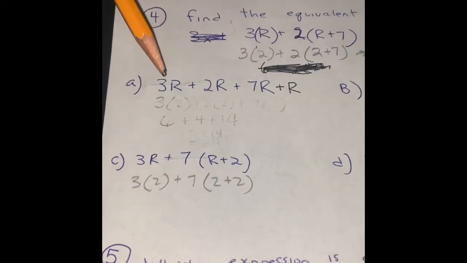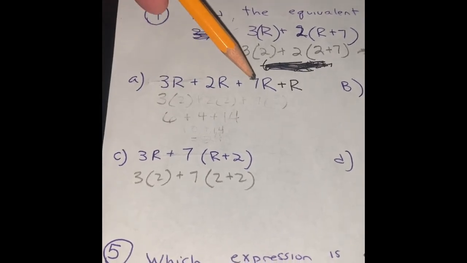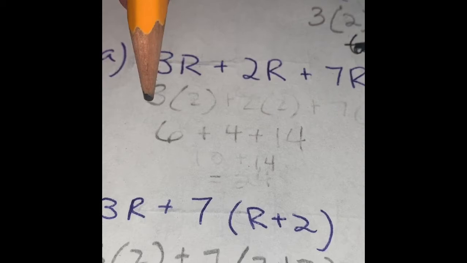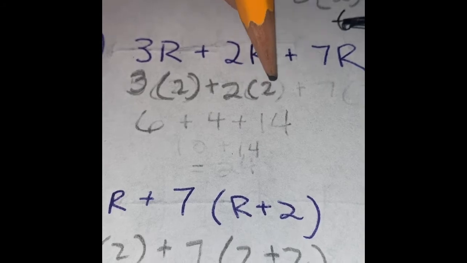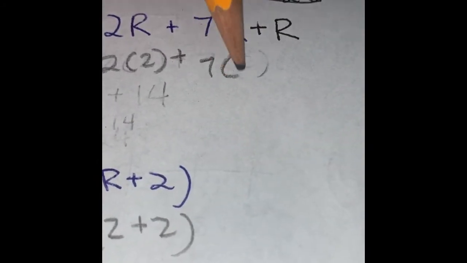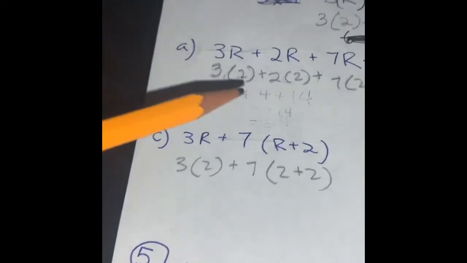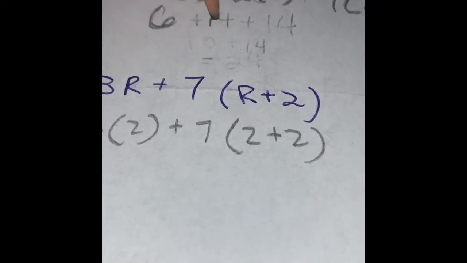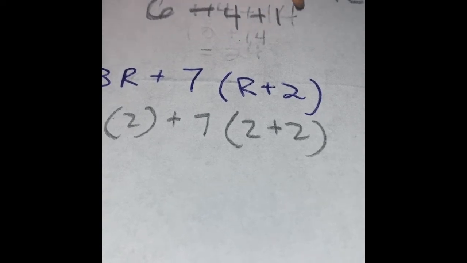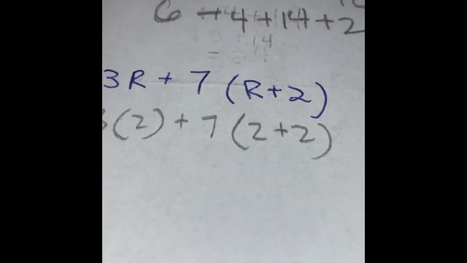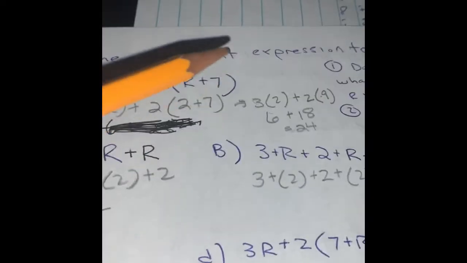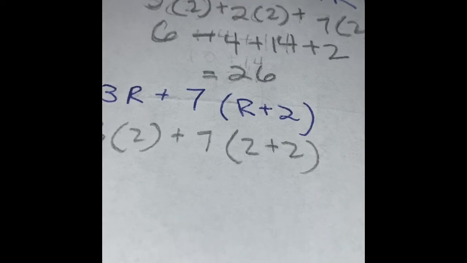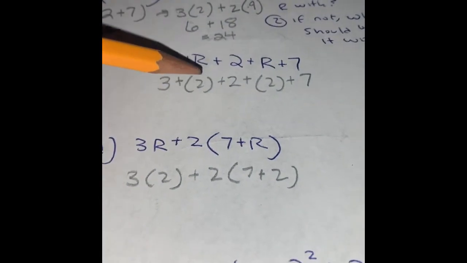On answer choice A, what we have is 3R plus 2R plus 7R plus R. If I replace R with 2 in each of these, what I'm going to get is 6 plus 4 plus 14 plus 2. Now if I add all of these up, I'm going to get 26. 26 is not the number that we needed to match with originally, so I know that this answer choice is incorrect.